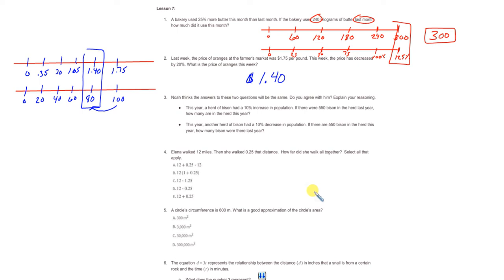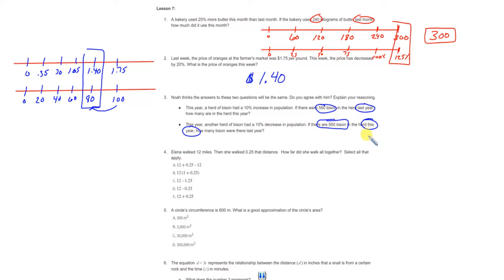Iowa thinks that the answers to these questions are going to be the same, and we're either going to agree or disagree. Okay, so let's read them. This year, a herd of bison had a 10% increase in population. If there were 500 bison last year, how many are in the herd this year? Okay, 10% increase. This year, another herd of bison had a 10% decrease in population. If there are 550 bison this year, how many bison were there last year? Okay. He thinks they're going to be the same.